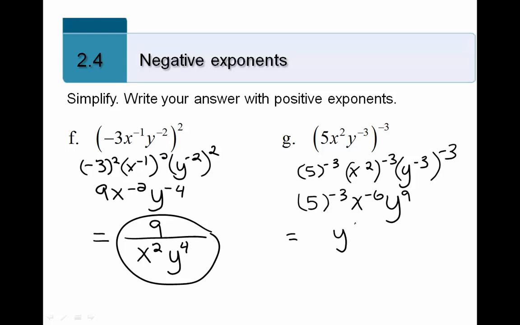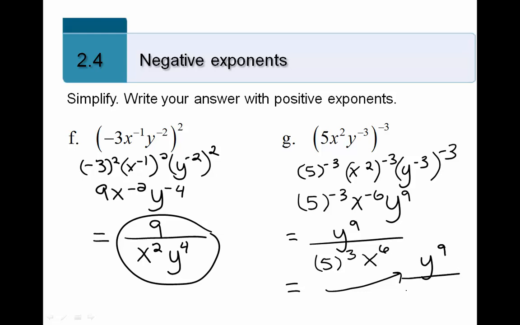The y to the ninth can stay on the numerator. The 5 raised to the negative 3 has to move down to make my exponent positive, and the x is being forced to the denominator to make the exponent positive. Now we can simplify the 5 raised to the third power. So we're going to get y to the ninth over 5 cubed, which is 125, x to the sixth.